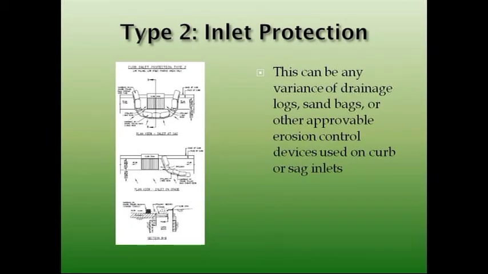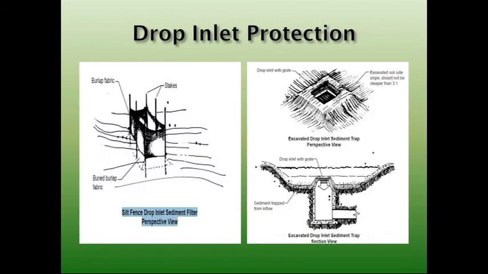These are some more. You can use some sandbags or other approvable control device on curb or sag inlets. These are probably the ones you see the most. Either a built-up inlet. A lot of people have a tendency to use straw here, and you can use straw, but like I said, you have to make sure you have silt fence behind it. You also have a drop where it has to get up to a certain point before it will reach the inlet.